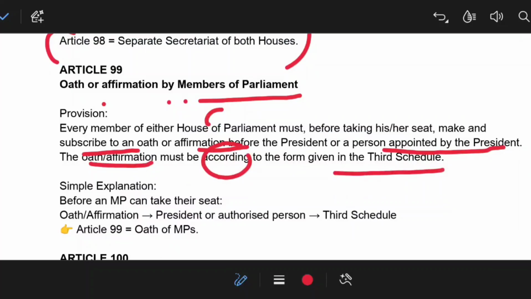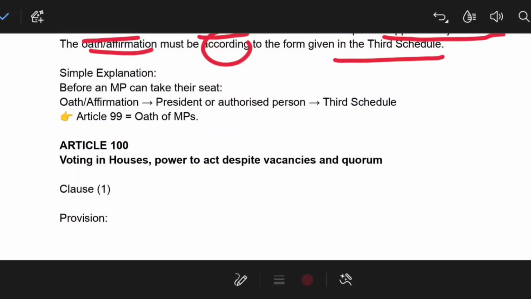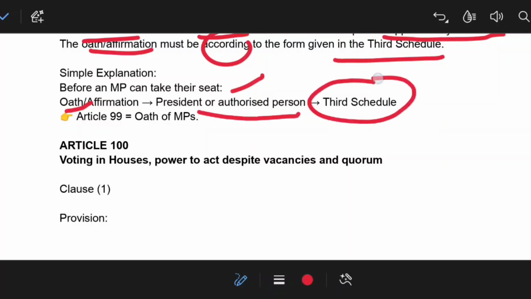Clear? So before assuming office as an MP, or before sitting in the Lok Sabha or Rajya Sabha, you must subscribe to an oath, and that oath is taken before the President or a person appointed by the President. That is the simple meaning. And that oath is written in the Third Schedule of the Constitution. So before an MP can take their seat, they must take the oath or affirmation before the President or a person authorized by the President. Clear? That is mentioned in the Third Schedule.